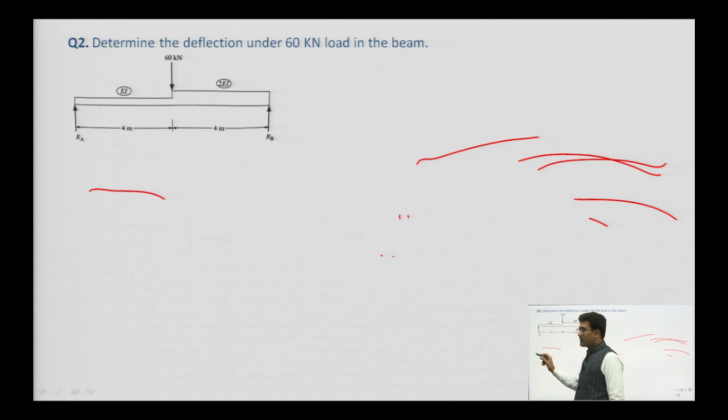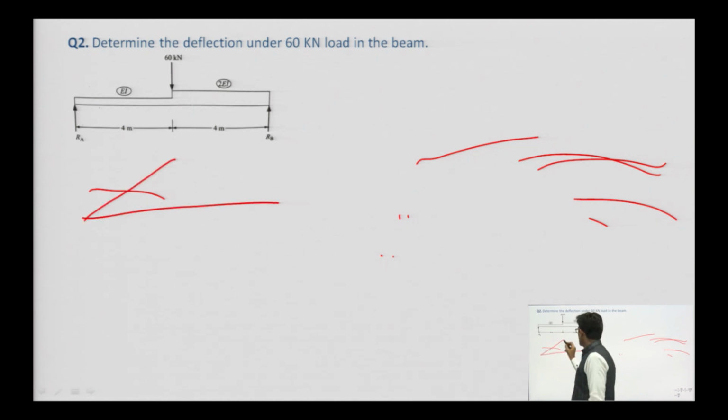So we know the BMD of this. What will be the BMD? BMD will be this one, and this ordinate will be how much? It will be W into 4 into 4.